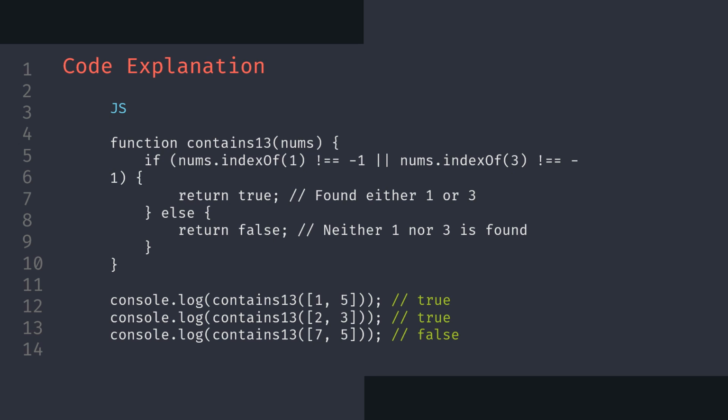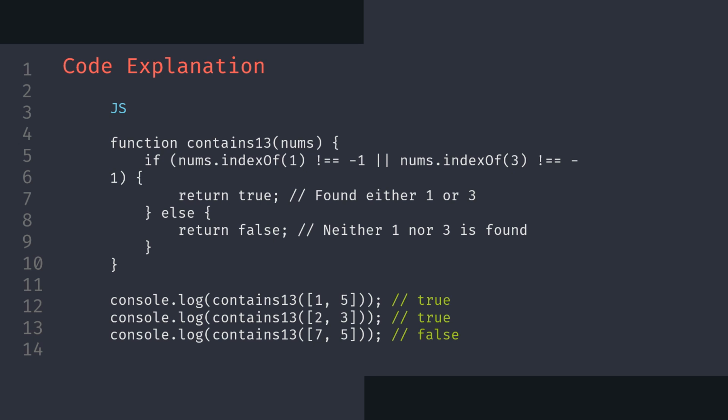Here's the JavaScript code for our solution. The function contains13 takes an array, nums, as input. Inside the function, we use the indexOf method to check if either 1 or 3 is present in the array. The indexOf method returns the index of the first occurrence of the value if it exists. Otherwise, it returns -1. If indexOf 1 or indexOf 3 does not return -1, it means the array contains a 1 or a 3. So we return true. Otherwise, we return false.